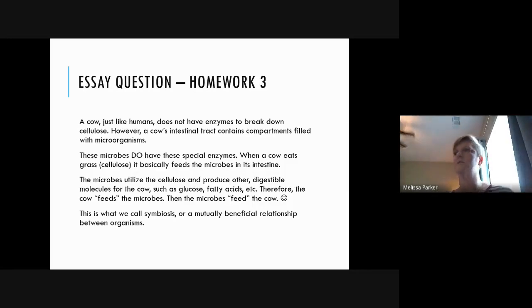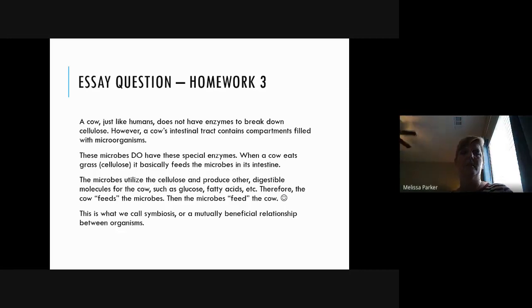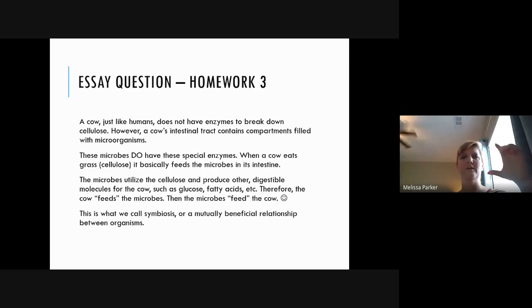All right, so this is just a review from your homework question. When we are in a residential program, this is part of your homework packet. You have a critical thinking question on the top, and then you have your math homework on the bottom. But in the online version, the homework question is your post-lecture discussion. So that's where this comes from. It was the question about cows and the digestion of cellulose.